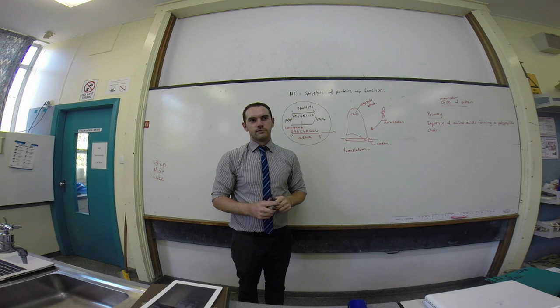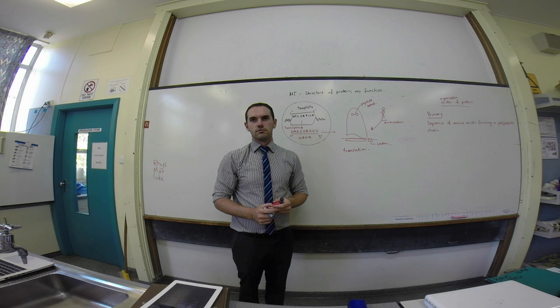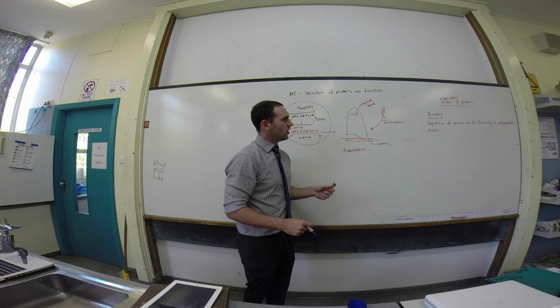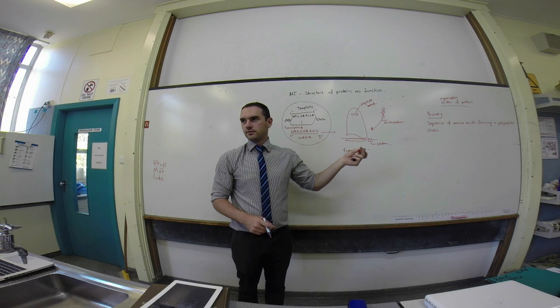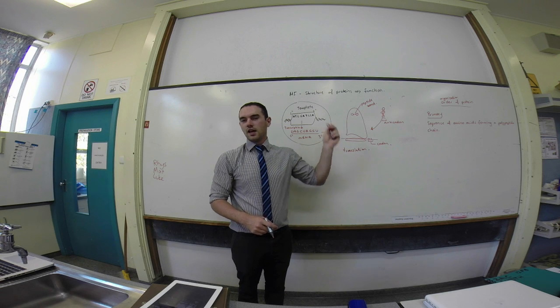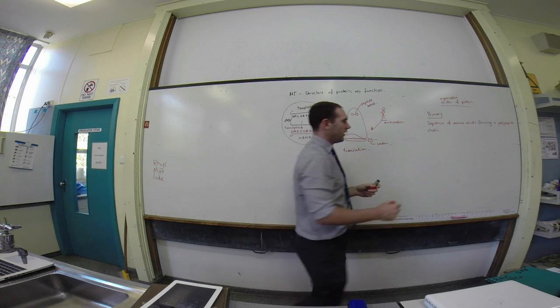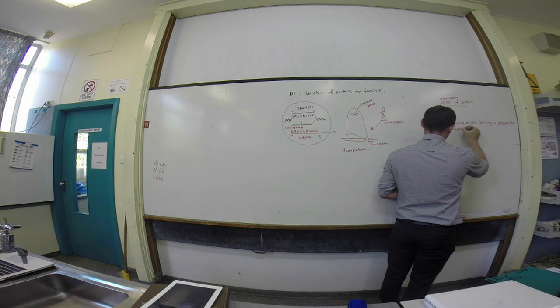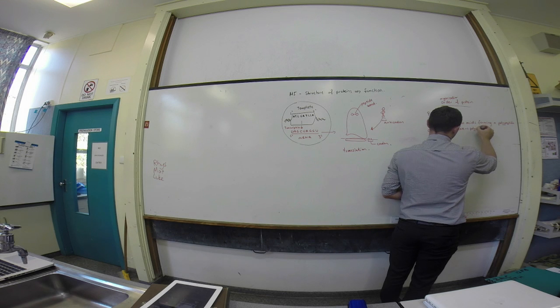That's it. How many different sequences of amino acids could we have? Infinite. What determines the sequence of amino acids? mRNA and then DNA. So the sequence is DNA, mRNA, polypeptide.